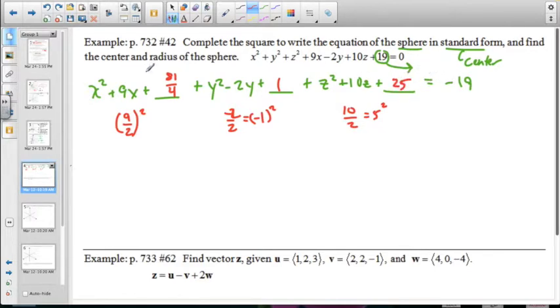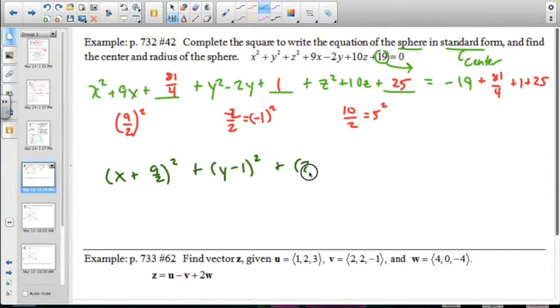And so what happens is we just added 81 over 4, and we just added 1 and 25 to the left side. So we're going to have to add all of that to the right side as well. So making this perfect square trinomial here, factoring that, that's going to be an x plus 9/2 quantity squared. This is going to be a y minus 1 quantity squared. This is going to be a z plus 5 quantity squared.